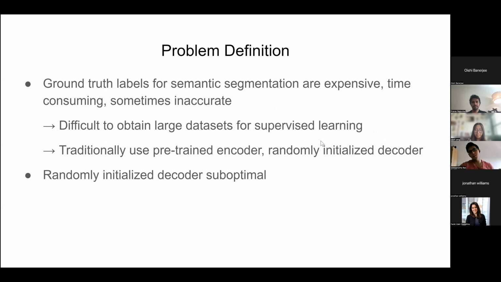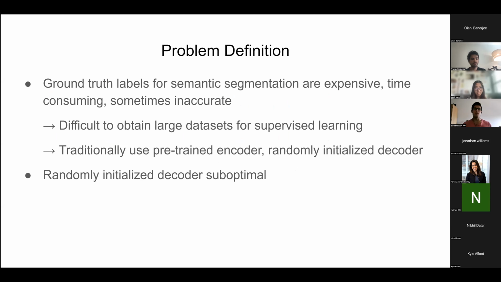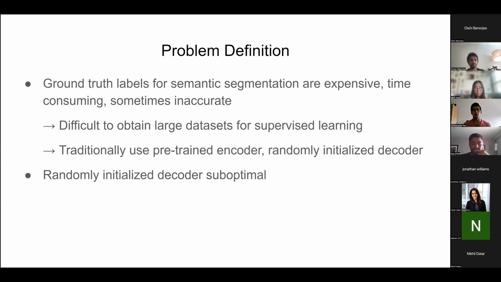Sure. So before getting into the actual aspects of this paper, I want to touch on the problem definition. In semantic segmentation, we assign a classification label to every single pixel within an image. What this means is that the ground truth labels are very expensive, time-consuming, and sometimes inaccurate to curate because there are labels needed for every single pixel of the image. As a result, it is difficult to obtain large data sets for supervised learning.